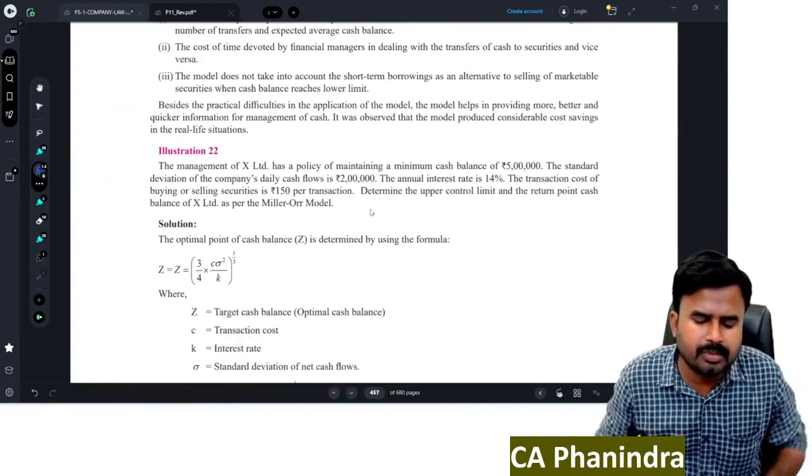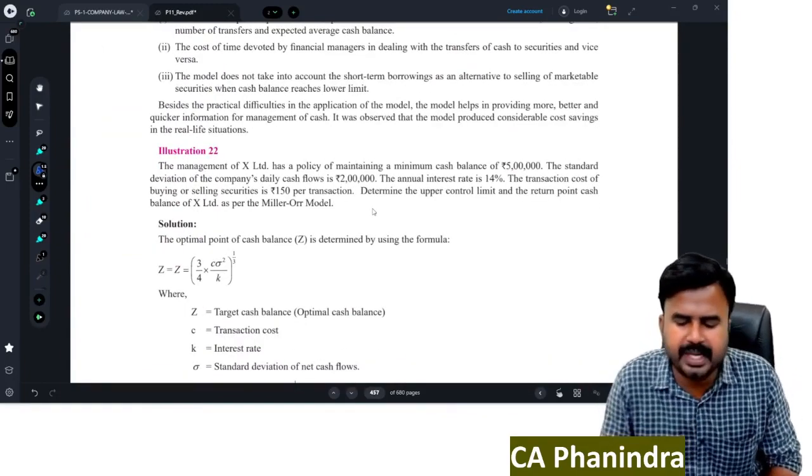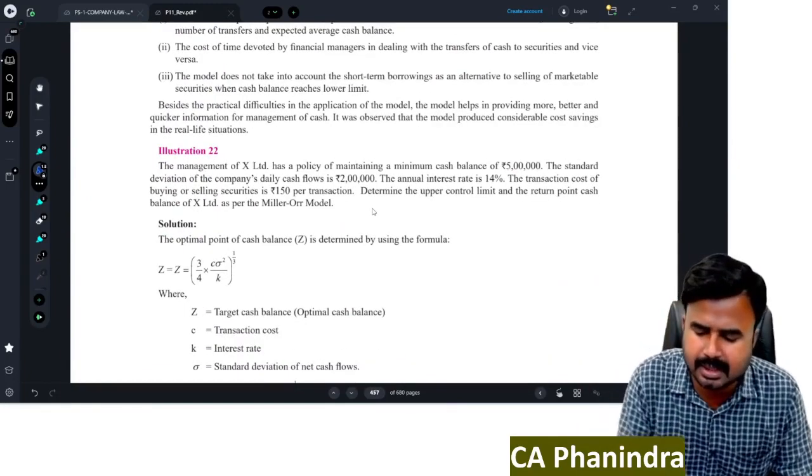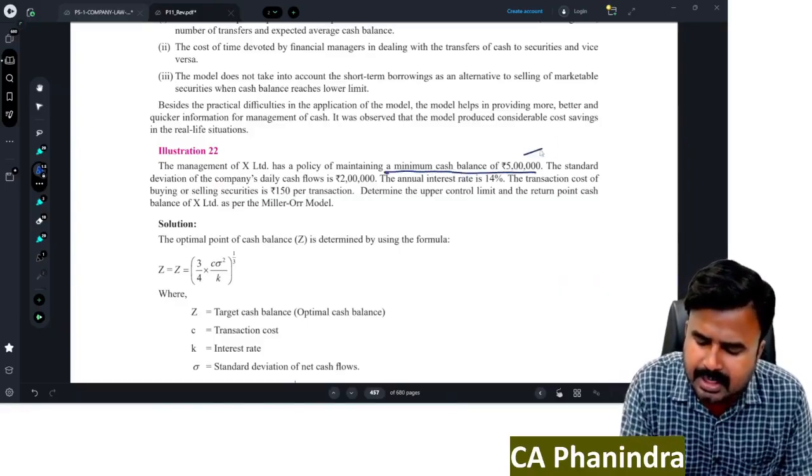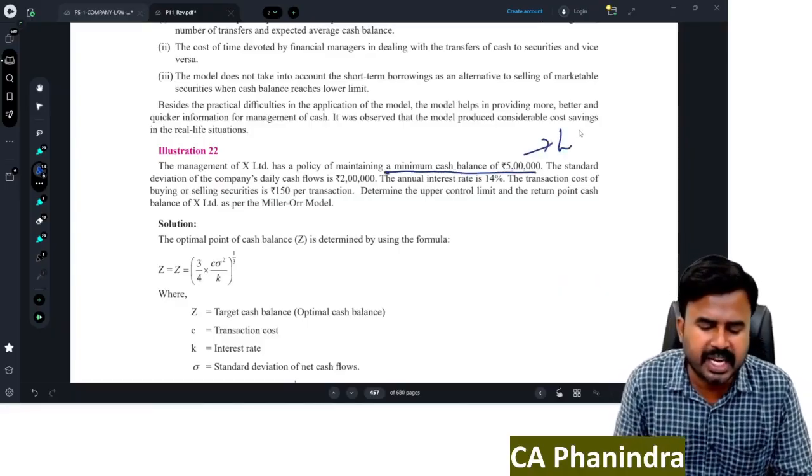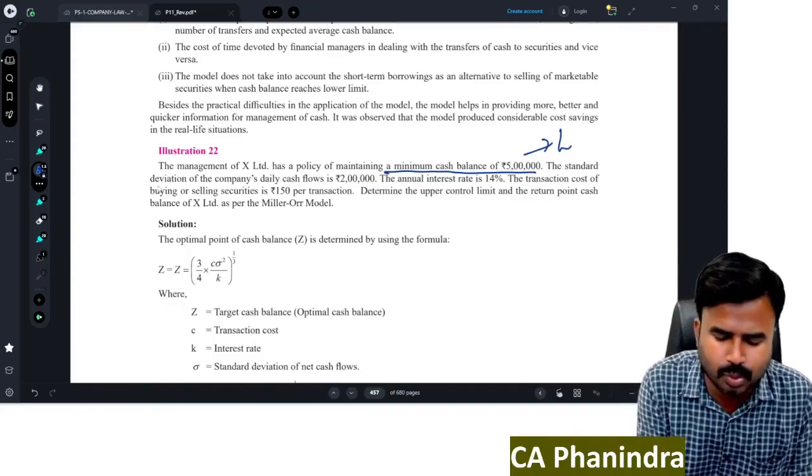I'm just reading the problem. The management of X Limited has a policy of maintaining a minimum cash balance of 5 lakhs. See, this minimum cash balance is nothing but a lower limit. The standard deviation of the company's daily cash flows is 2 lakhs.